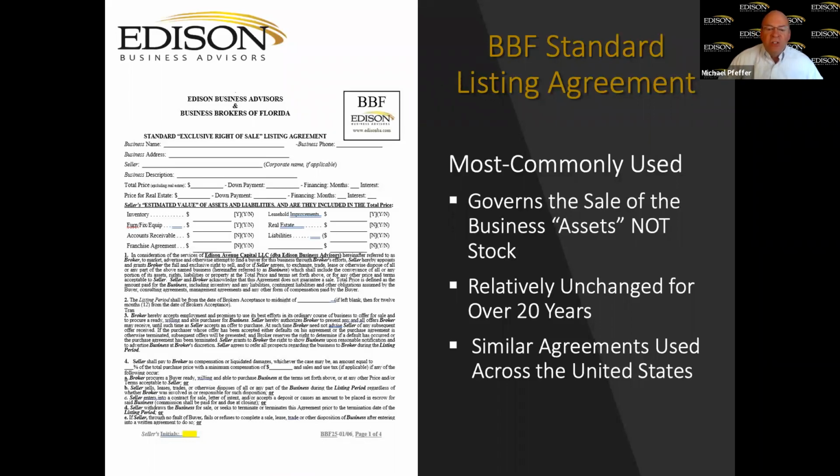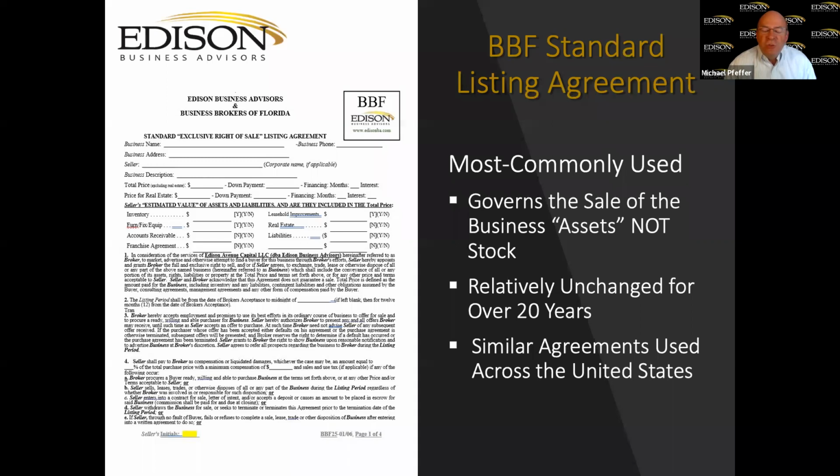The standard listing agreement can be modified because, as we know, every single transaction is unique, and it has certain things that may or may not need to be modified in the agreement. The agreement really lays out the terms of the deal between the seller and Edison, or the business brokers. It governs the sale of the business assets and not the stock. This agreement was put together over many years between the Business Brokers of Florida and the Florida Real Estate Commission. It's been modified a few times, but it can be modified even more with addendums to fit the requirements of each specific transaction.